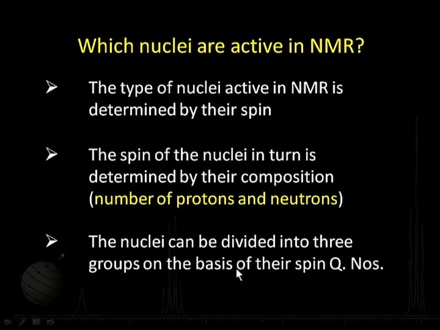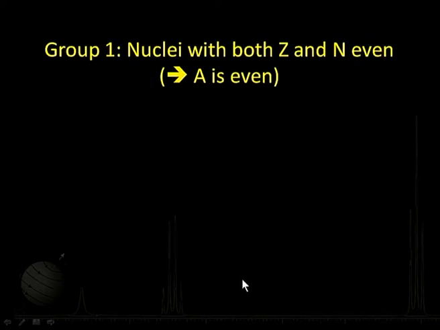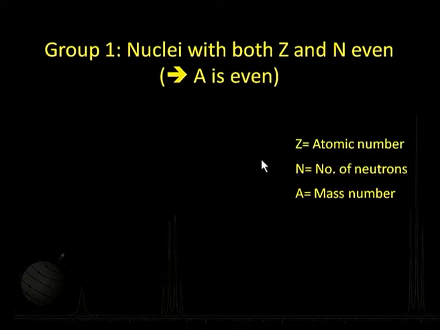On that basis we can divide nuclei into 3 different types, and the first group happens to be where both Z and N are even. That means A is also even. Z actually is your atomic number, N is the number of neutrons in the nucleus, and A is the mass number.